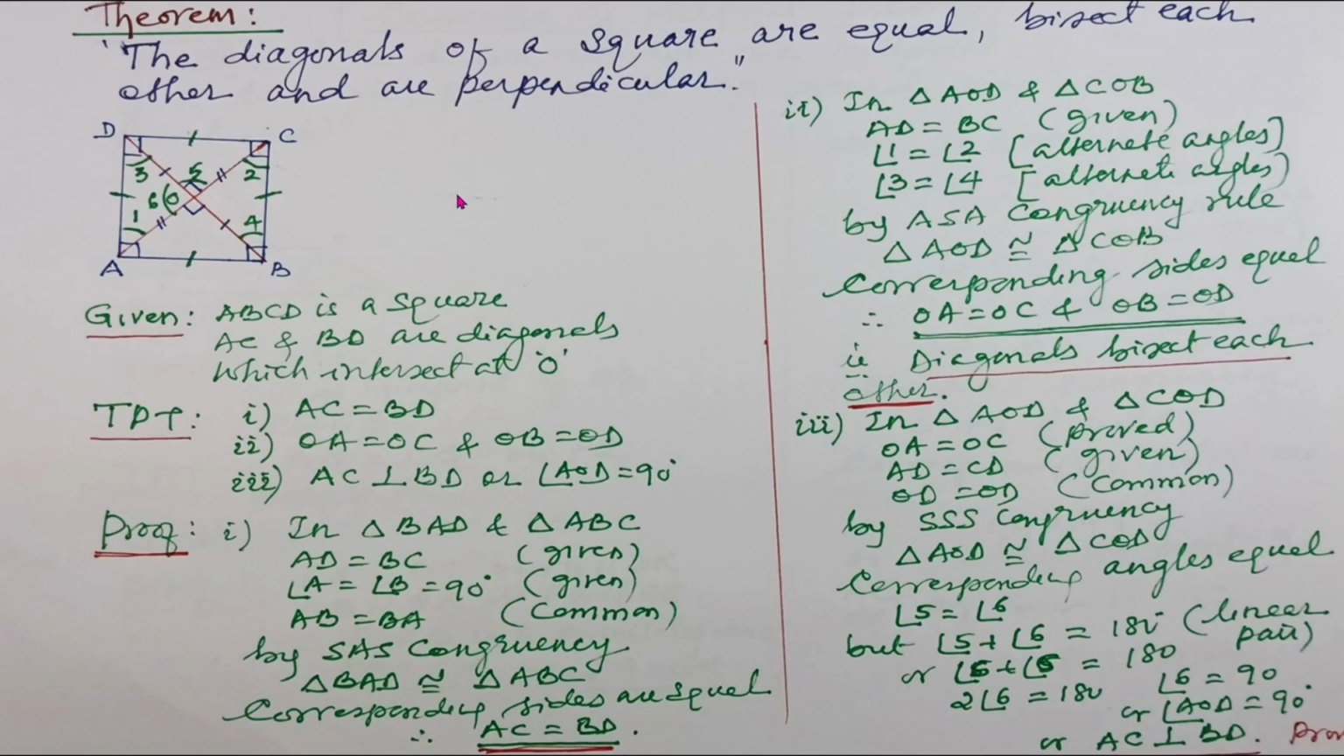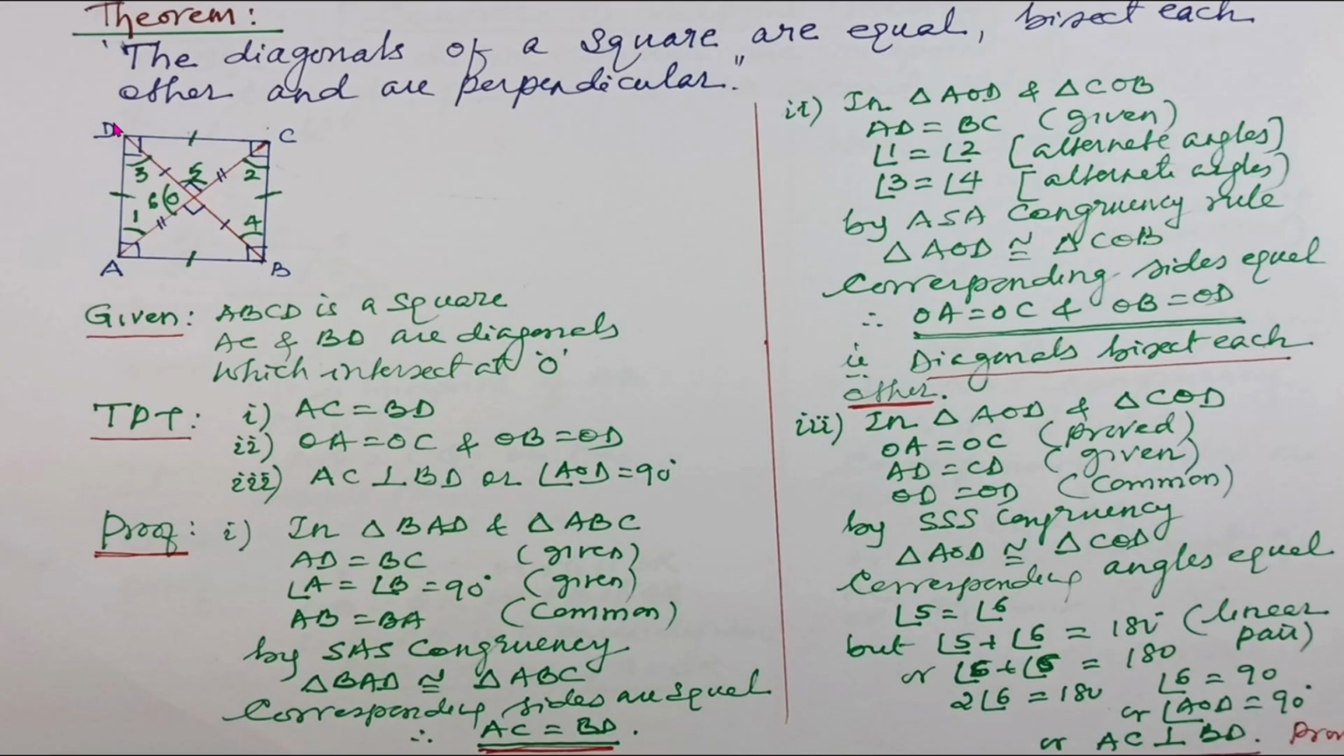So let us understand this theorem and also understand the properties of a square. We are given a square ABCD. AC and BD are diagonals which intersect at point O. Now we have to prove that the diagonals are equal. That means AC is equal to BD.